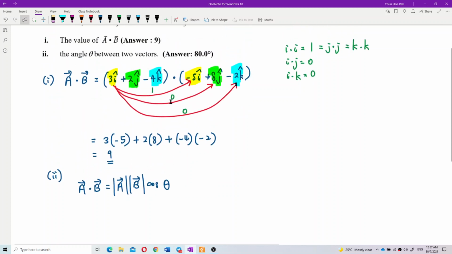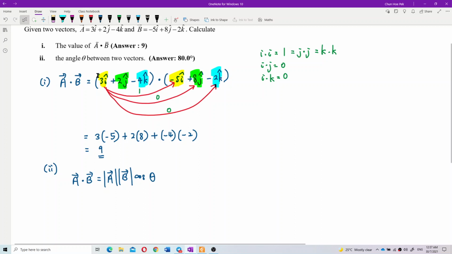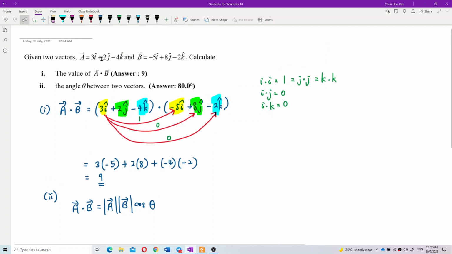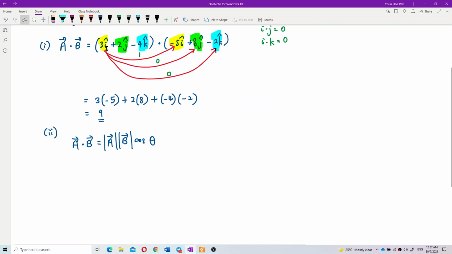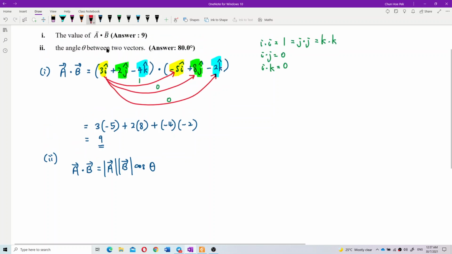From this we can find the value of angle theta between these two vectors. This is the theta we need to find. So we already got A dot B, which is equal to 9. It is a scalar. Can you notice? This is a dot product.